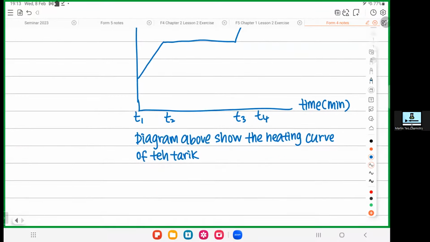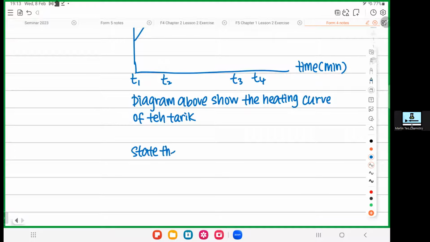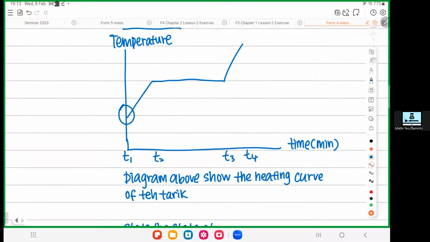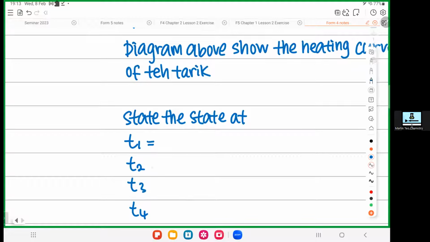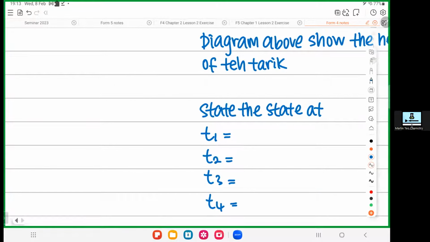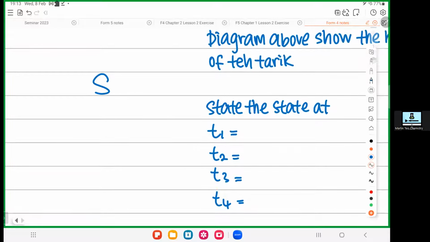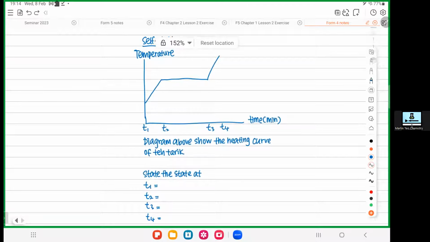Now this question is a little bit special. I want you to state the state at T1, T2, T3, and T4. So now I'm not going for a region, I go for one particular point. Let's try it. If you think T1 is liquid, you type L. If you think it's a solid, you type S. If you think it's a gas, you type G. Everyone, can you type in T1? Do you think T1 is solid, liquid, or gas?